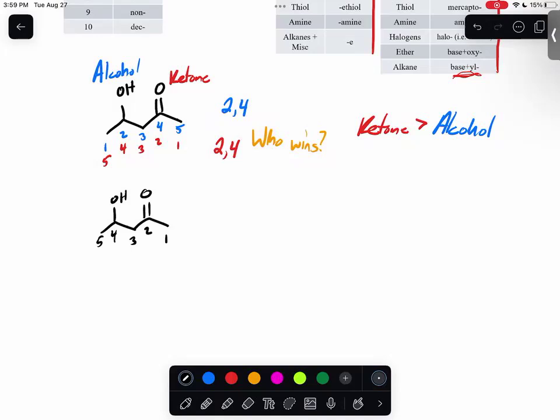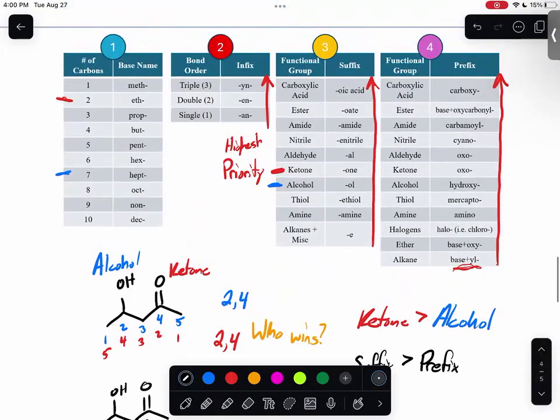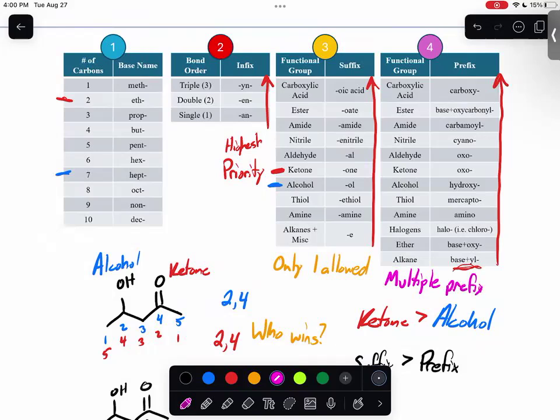The other thing you have to keep in mind with this is that the suffix happens before the prefix. Hence why they're in this order: one, two, three, four. So whenever you have multiple functional groups, like we have a ketone and an alcohol, you can only have a single suffix, right? Only one is allowed. But you can have multiple prefixes, right? So multiple of these are allowed, which is what we saw last time whenever we were looking at both the methyl and the ethyl chain. We can have multiple prefixes, but we can only have one suffix.